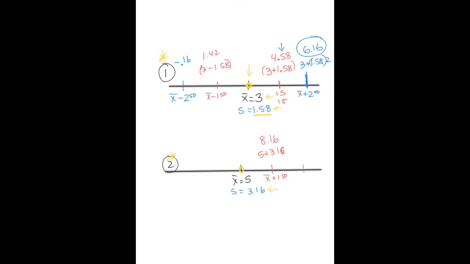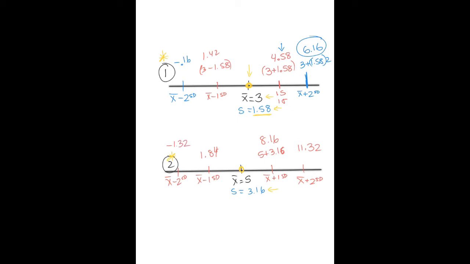Let's go 1 more standard deviation, x bar plus 2 SD. And this will be 8.16 plus 3.16, which gives us 11.32. Now let's do the other side. So we have x bar minus 1 standard deviation and x bar minus 2 standard deviations. So first we have 5 minus 3.16, which is 1.84. And then we have 1.84 minus 3.16, which is negative 1.32.